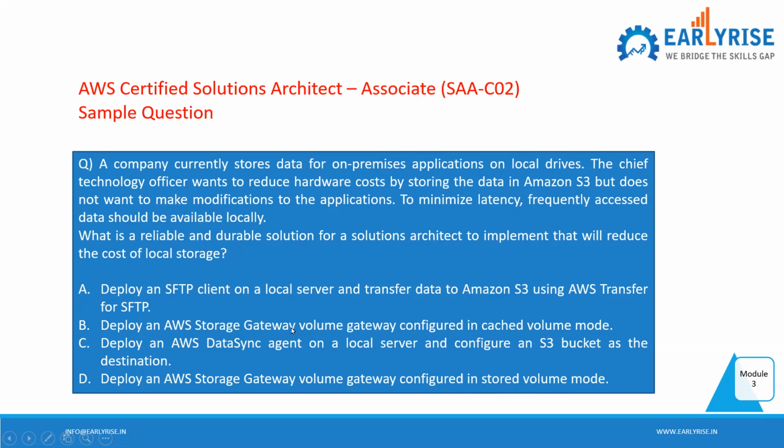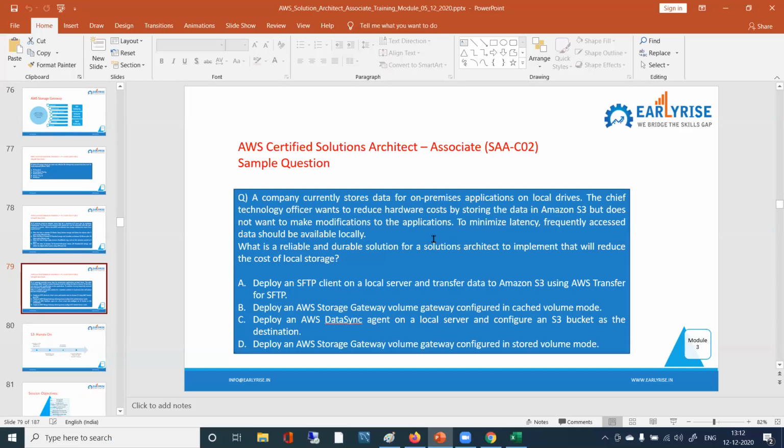Deploy an AWS Storage Gateway volume gateway configured in cached volume mode. So this is what we were discussing some time ago. You have to pay utmost attention to the keywords. You have to look for the keywords, what they are looking for, what is the most important thing in that question, without which no solution can work. Fine. Now it's time for some hands-on, a small hands-on we will do.